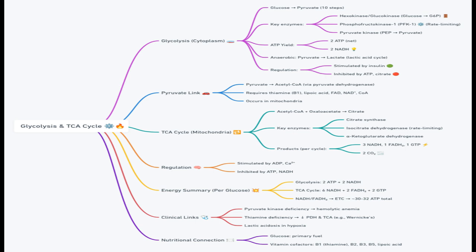cycle, Krebs cycle. Note that glycolysis takes place in the cytosol, and fatty acid oxidation in the mitochondrial matrix, the same as the citric acid cycle, but oxidative phosphorylation occurs in the inner membrane of the mitochondria. So that's basically it.